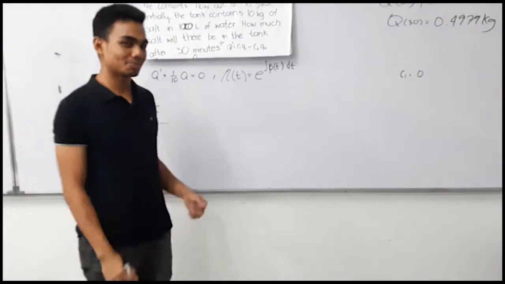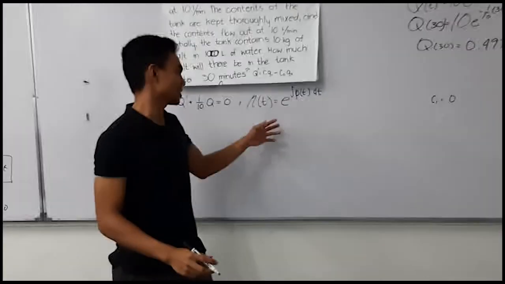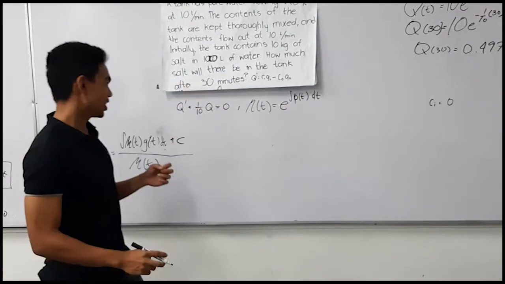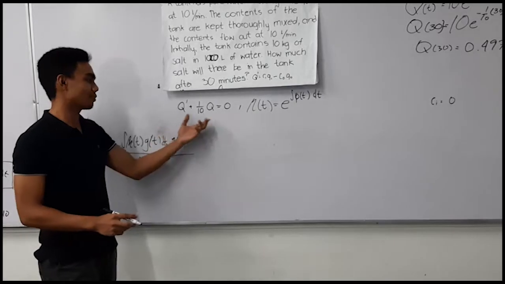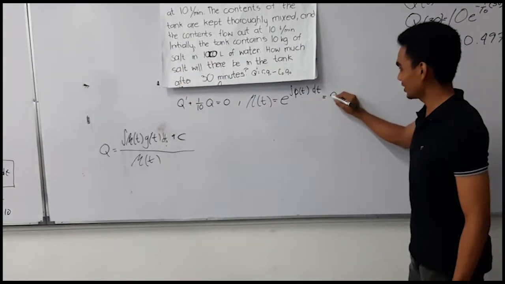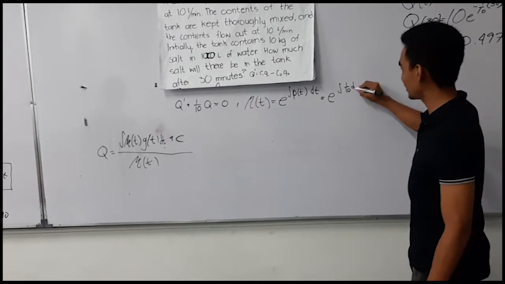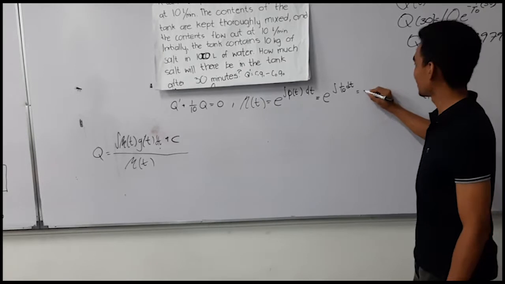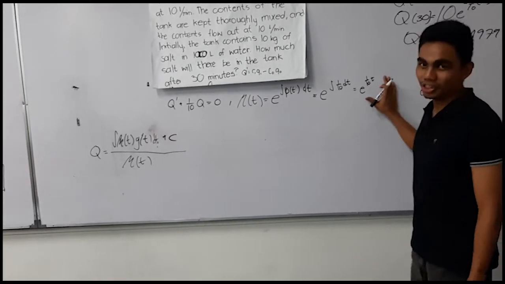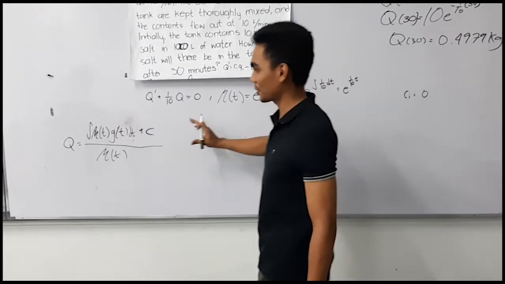Another way to solve this problem is to use an integrating factor, which is mu of t is equal to e raised to the integral of p of t. Our p of t for this problem is 1 over 10. So, we're going to write e raised to the integral of p of t, which is 1 over 10 dt, which is equal to e raised to 1 over 10 t. Now we're going to plug this into our equation to solve for q of t, which is this one.